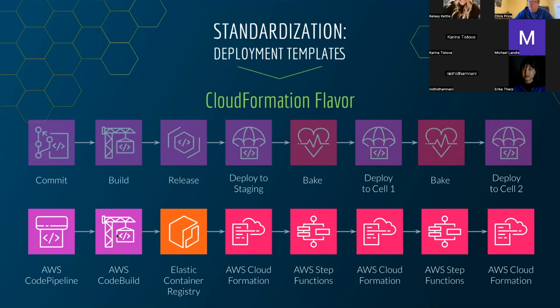Then we can use AWS CodeBuild for the build phase. This just gives us an environment to actually execute the build and produce the artifact. And then that release phase, for this particular example microservice, I'm going to assume that the release artifact is a Docker image. So we're publishing it to this Elastic Container Registry. And then the deployment we'll do using AWS CloudFormation. So we'll make a call to AWS CloudFormation to start deploying this change to our staging cell.